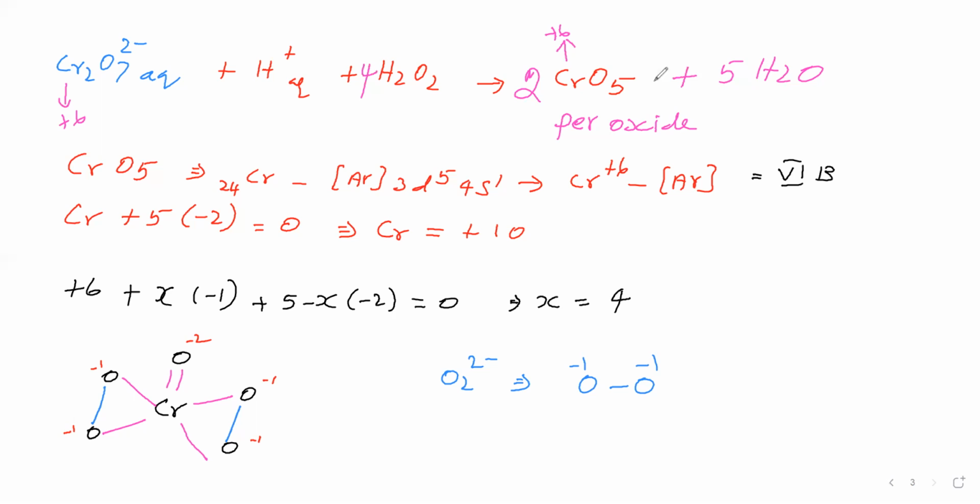Now we will balance H plus hydrogen. Here 5 2s are 10 hydrogens. Here 8 hydrogens are there. Remaining 2 hydrogens. Now last we have to balance the charge. If charge is balanced automatically, then the balanced equation is correct.